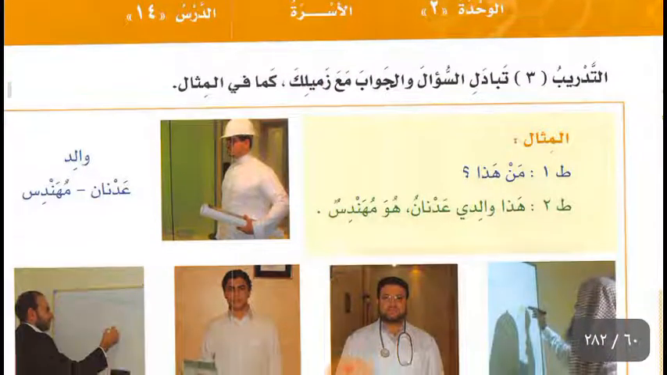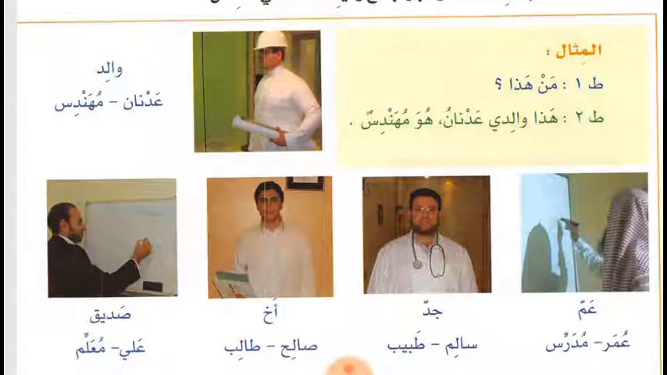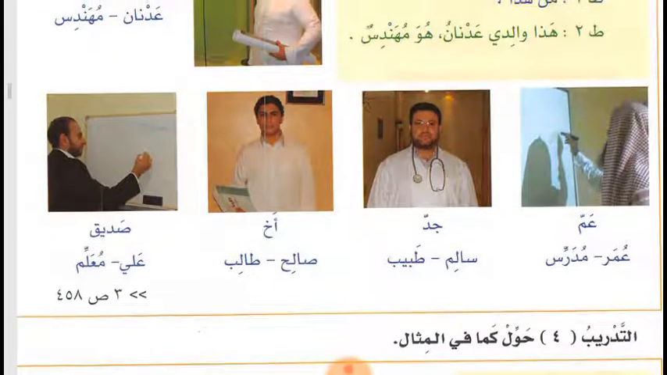On the next page we have the third exercise, tadrib al-thalith. تبادل السؤال والجواب مع زميلك كما في المثال. You will ask, من هذا, who is this man, the man in the picture. The second student will tell you, هذا والدي عدنان, this is my father Adnan, هو مهندس, he is an engineer. So ya with kasra means my, mine. So walid means father, ya means mine. So walidi, my father. Okay, you will add ya at the end of all these words.